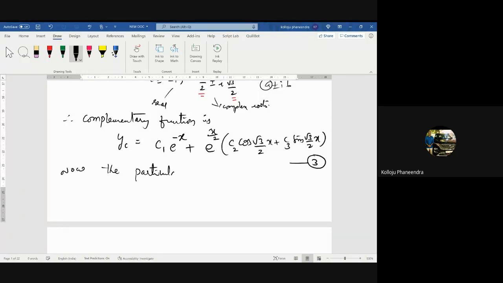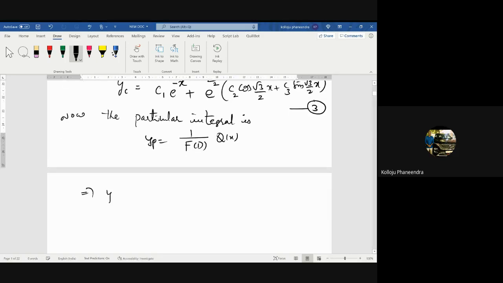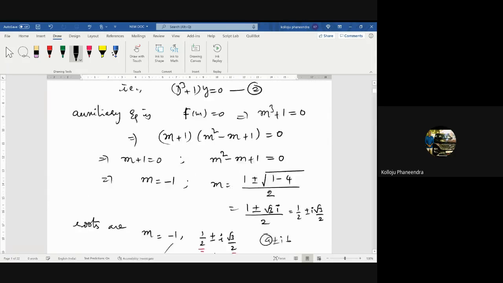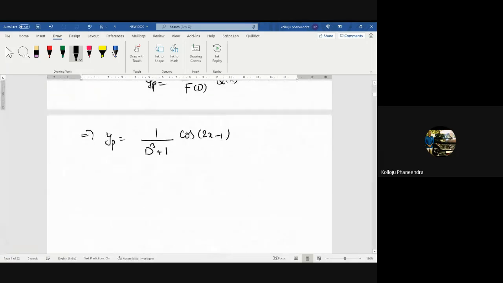Now, the particular integral. What is the Yp formula? Yp = 1/F(D) times the right side function Q(x). So I can write this now. Yp equals 1/(D³ + 1) times (cos 2x − 1), since F(D) is D³ + 1 and the function of x is cos 2x − 1.